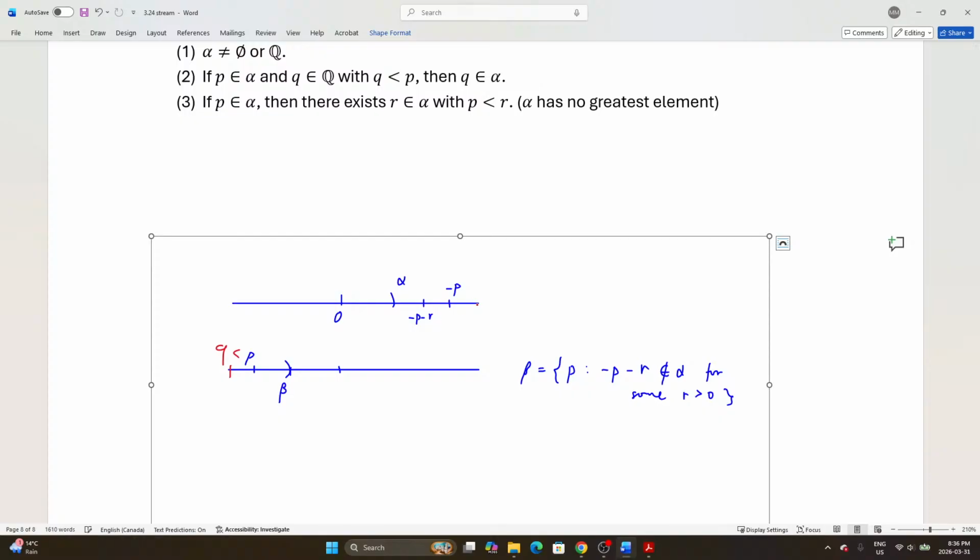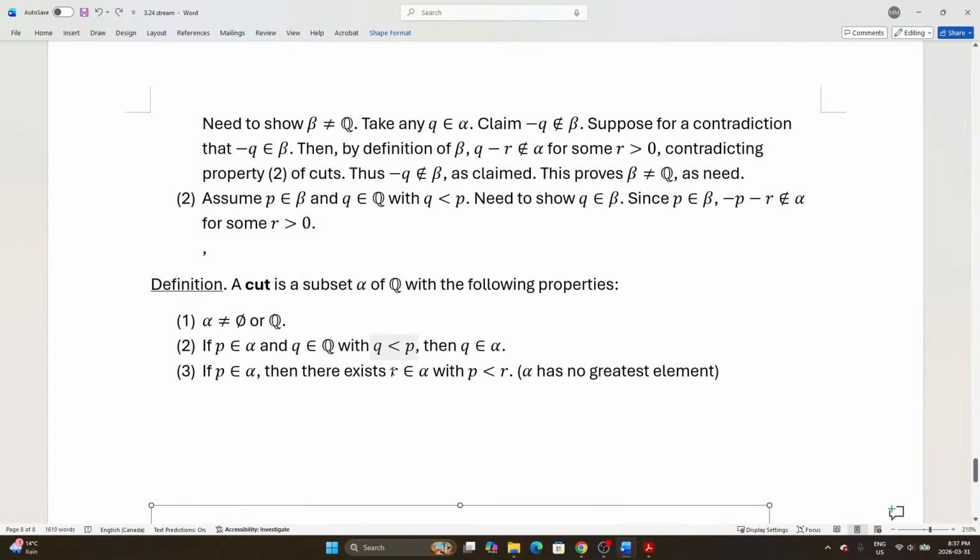Q is less than p, that's given. So minus q should be up here. If we use the same r, minus q minus r should be greater than minus p minus r. Right? q is less than p, so that means minus q is greater than minus p. So you can put a minus r on both sides and the relationship still holds. So therefore, minus q minus r cannot be in alpha, and we're done. Just take the same r.